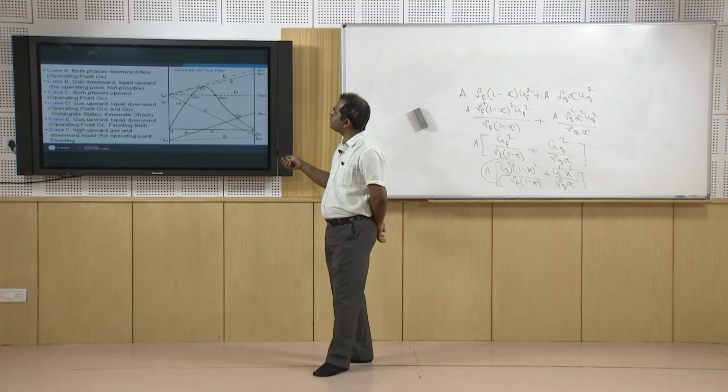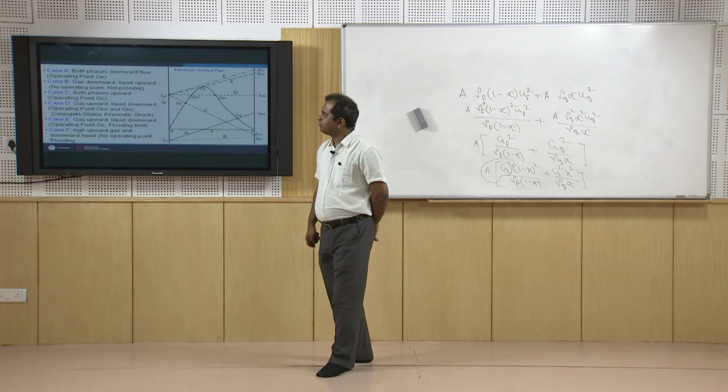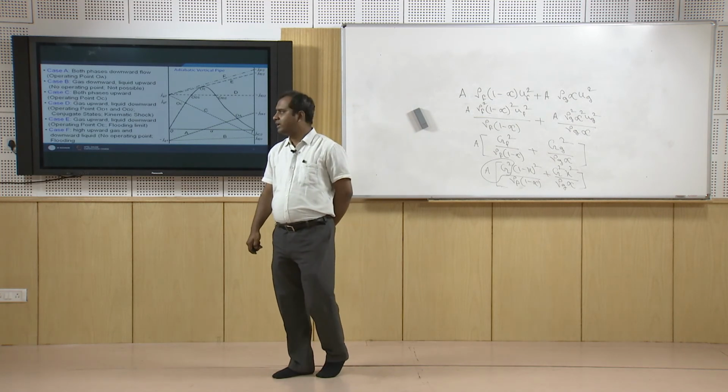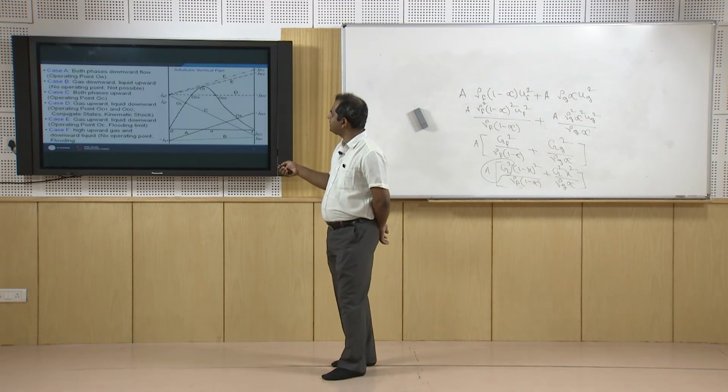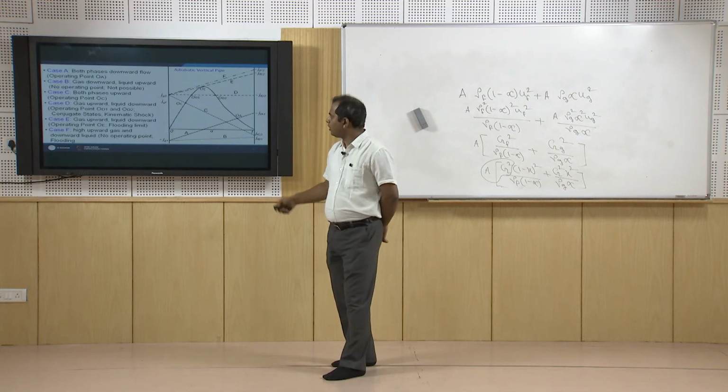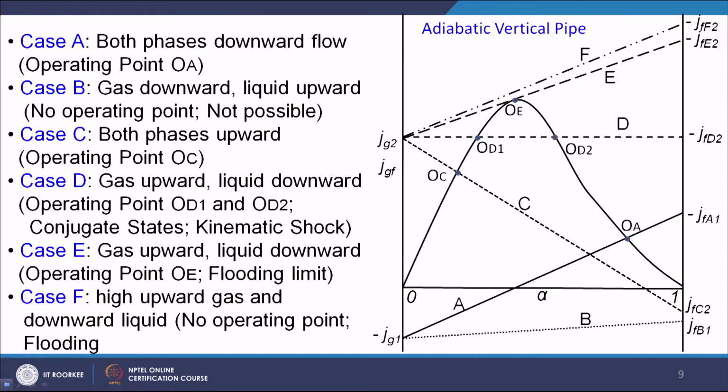Let us see what happens. First, I have shown you an adiabatic vertical pipe. In the case of the adiabatic vertical pipe, I have plotted JGF versus alpha. This curve we already showed in the previous slide. It gets 0 at alpha equals 0 and alpha equals 1, right. Now, let us take several cases.